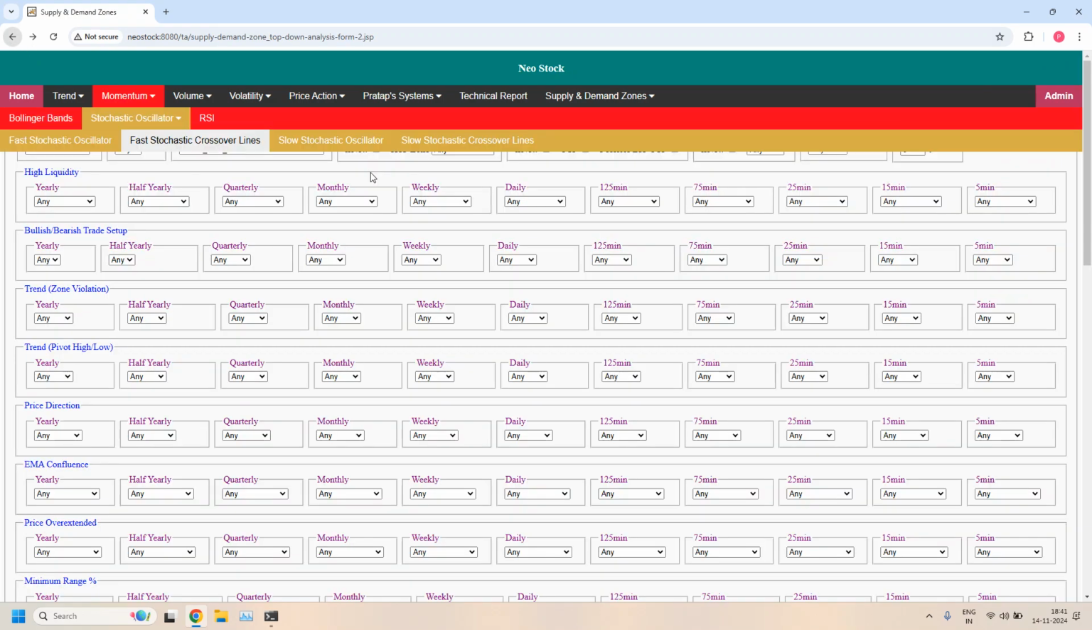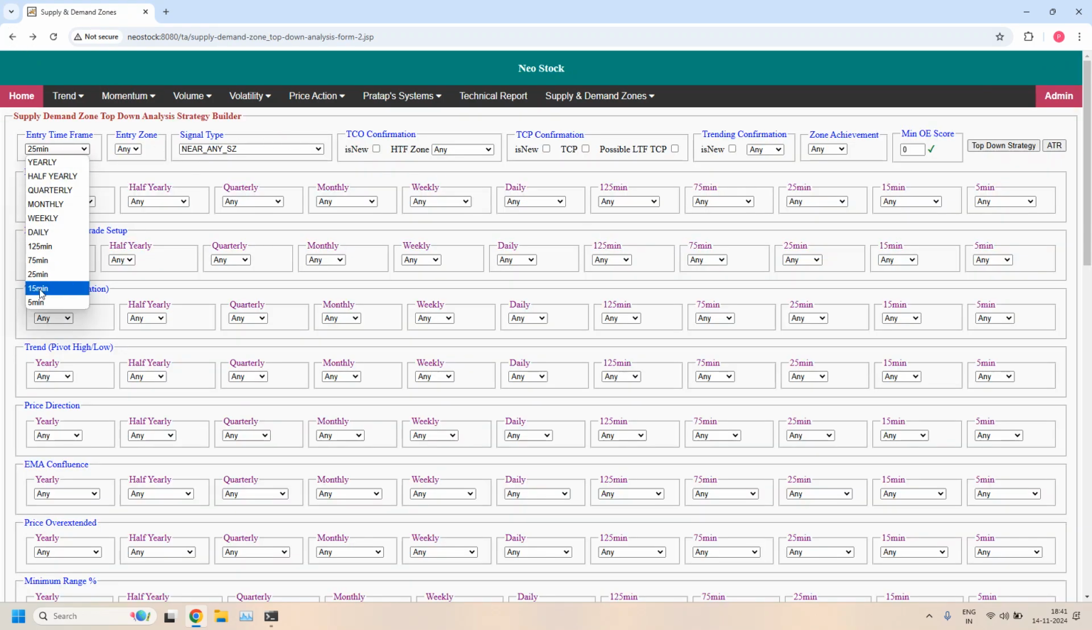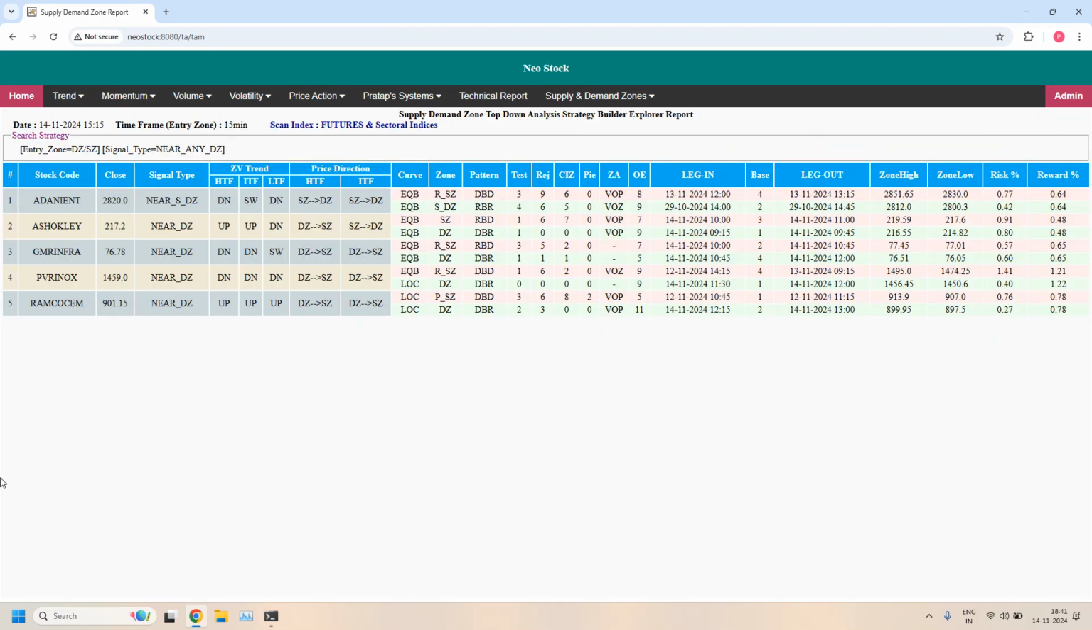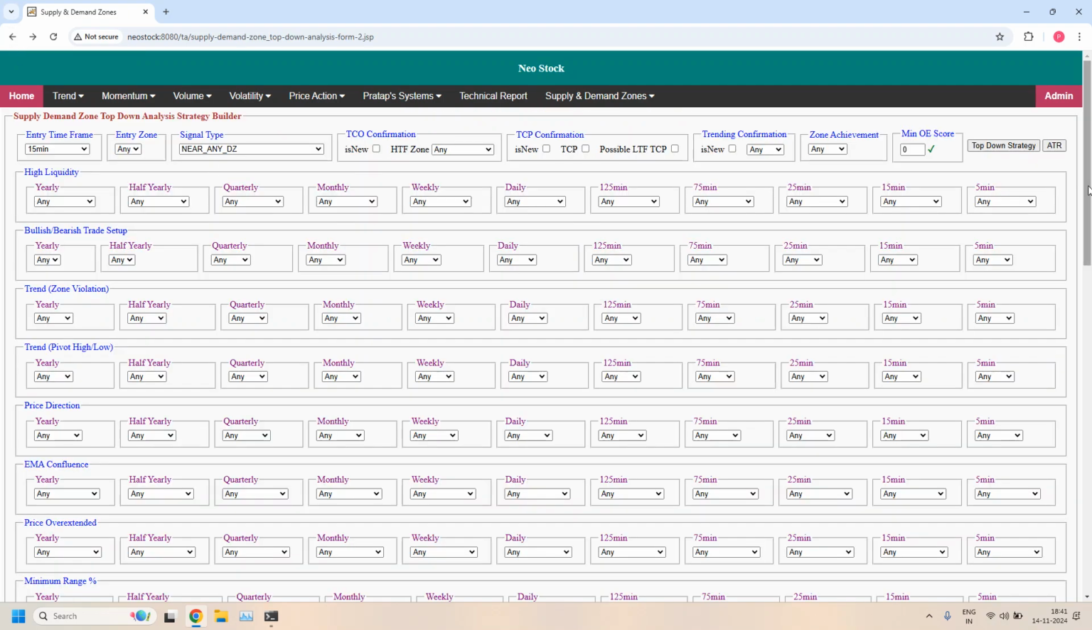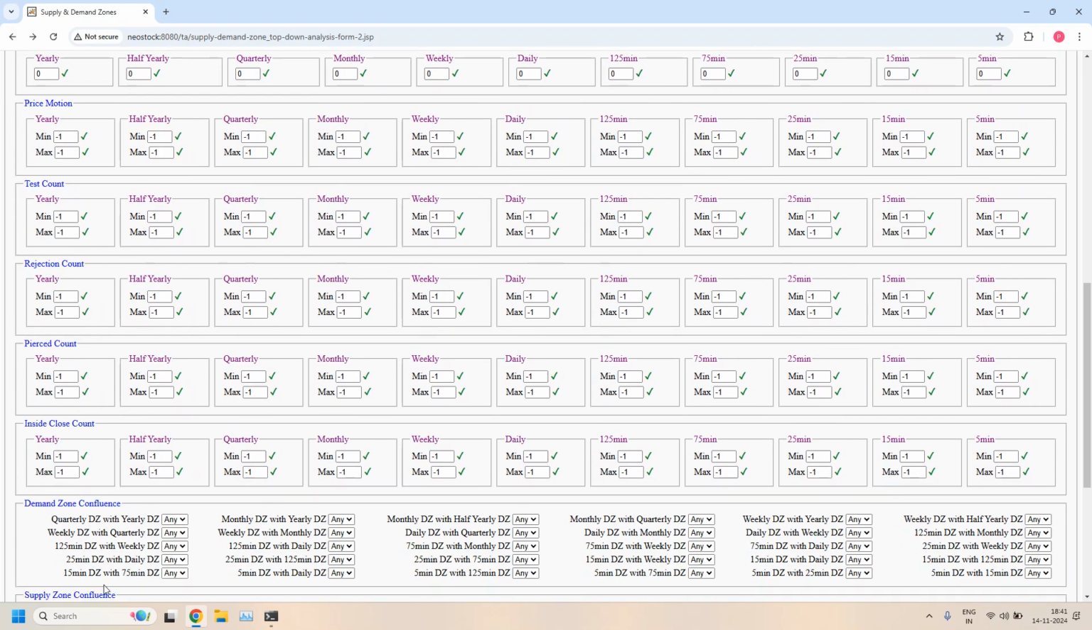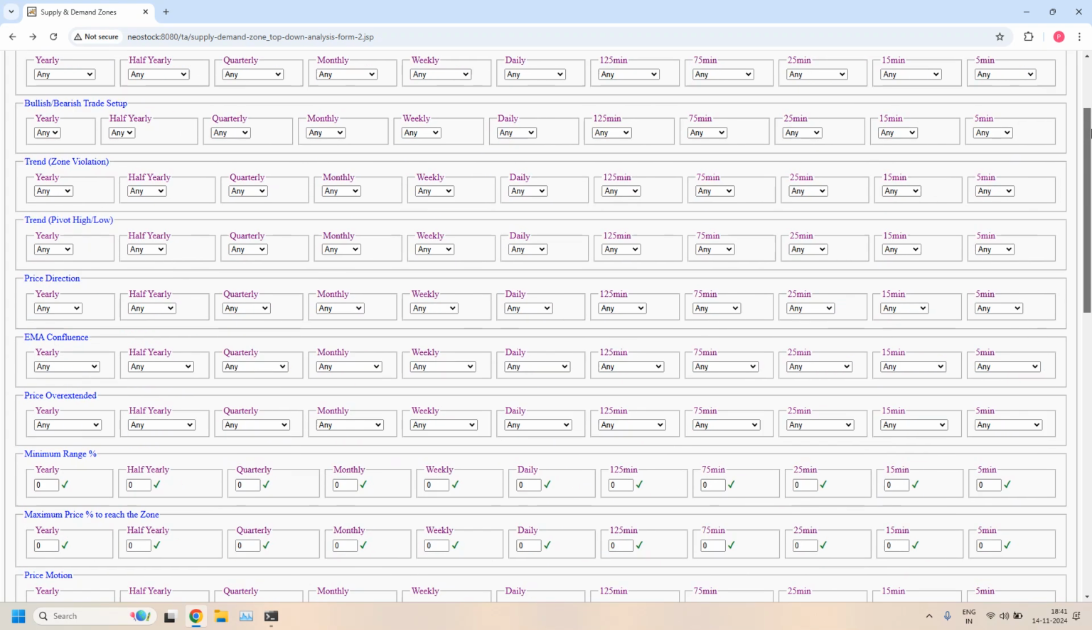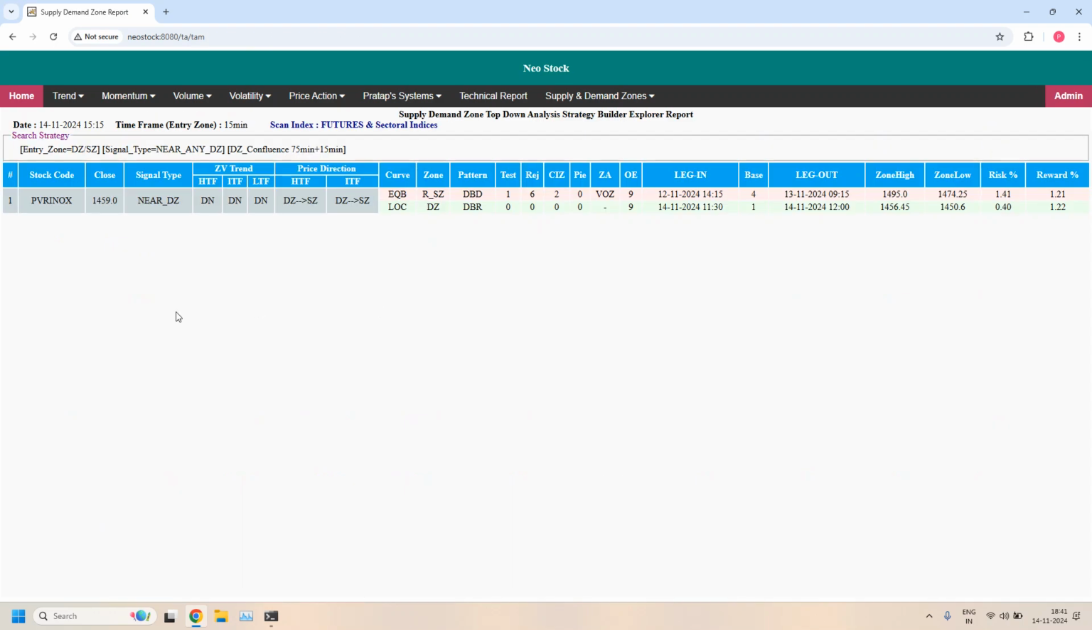Next time frame is 15 minutes. Let's find the stocks near 15 minutes demand zone. 5 stocks are filtered. Let's verify any of these demand zones are having ITF confluence. That is 15 minutes demand zone with 75 minutes demand zone confluence. I'm enabling that filter. Now we filtered only one stock. So this 15 minutes demand zone is part of the 75 minutes demand zone.